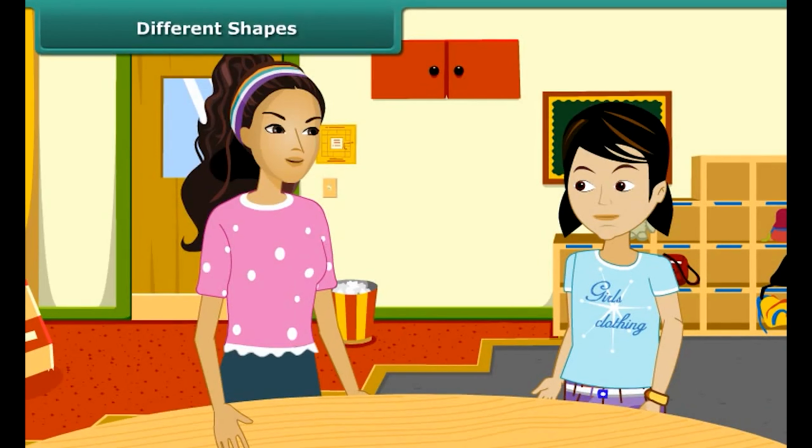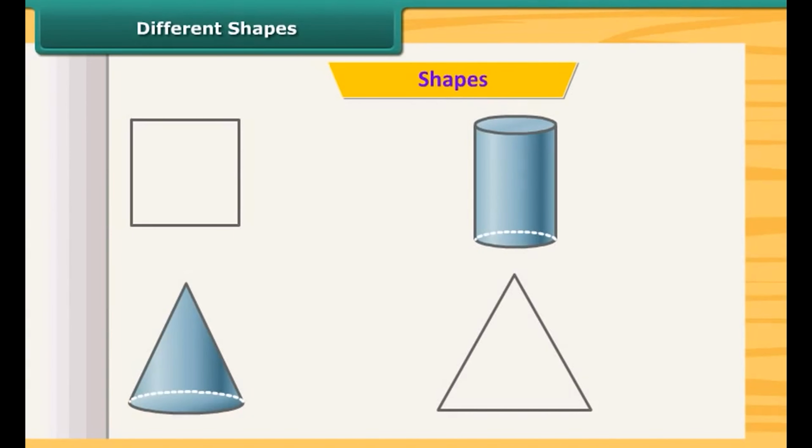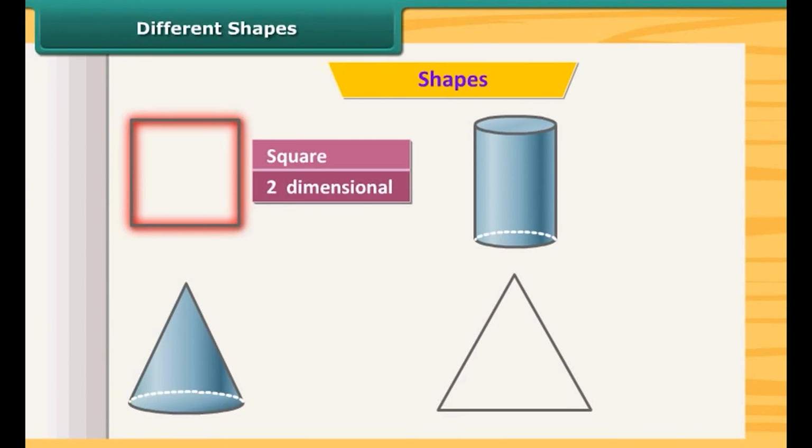Rita, let's play a game now. You know about the two-dimensional and the three-dimensional shapes. I will show you some shapes. You will tell me their name and their type. Okay, I'm ready. These are all the shapes. This is a square and this is two-dimensional.